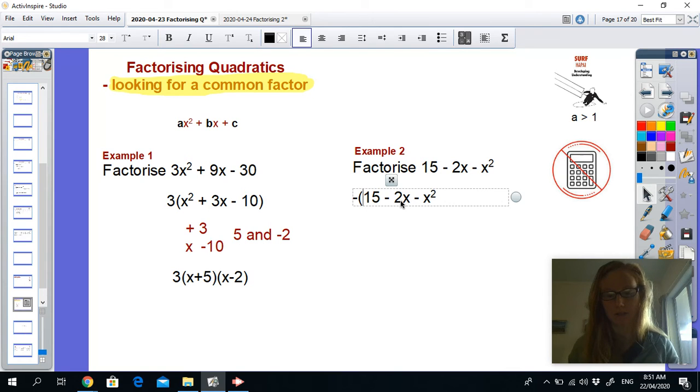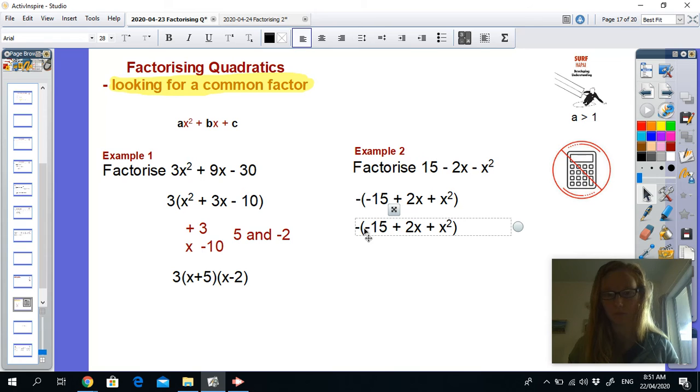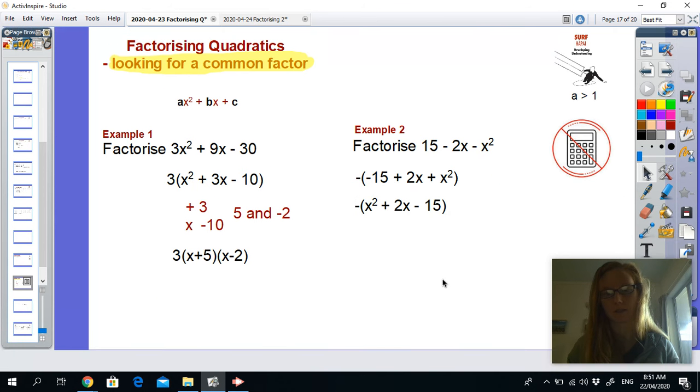Okay? So if we take out negative 1 as a common factor, we just need to change the sign of each of our components of the original expression. I've taken negative 1 out of the bracket. Okay. Therefore, everything in here is going to swap signs. Okay. Then to just tidy that up, I'm going to reorder it. Just put it into our normal form. X squared is positive now, so I'm going to make it into our usual general form nicely. Okay.